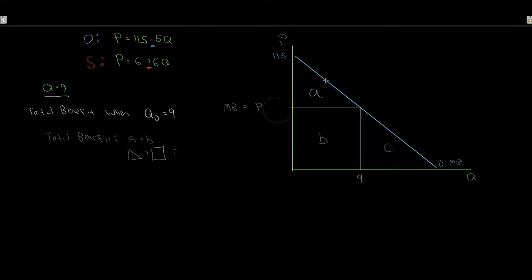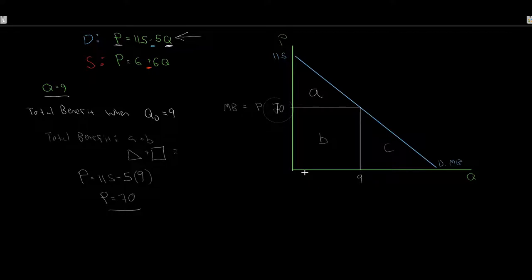If we go back, we say, okay, this is my demand line being represented by that line. If I throw in some value for Q, I get some value for P. So price equals 115 minus 5 times 9. So, okay, 5 times 9, that gives me what? 45? 115 minus 45? That's going to give me a price of 70. So there we go. I have that price.